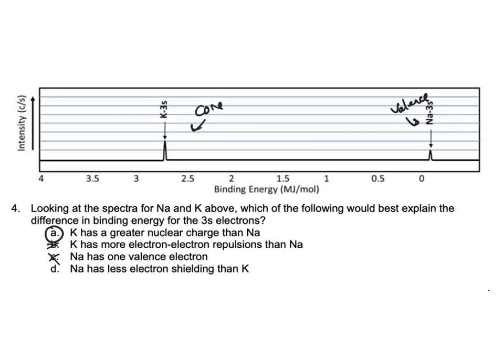So the answer is A. K has a greater effective nuclear charge. It's got all those protons, 19 of them, pulling on the 3s electrons compared to sodium, which only has 11 protons pulling on the one 3s electron.